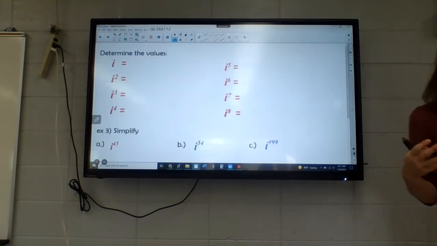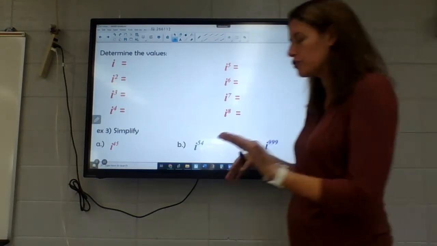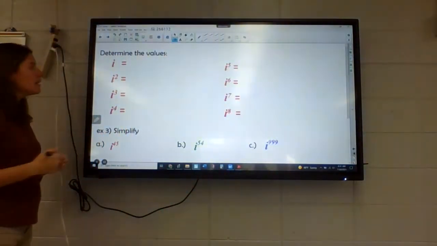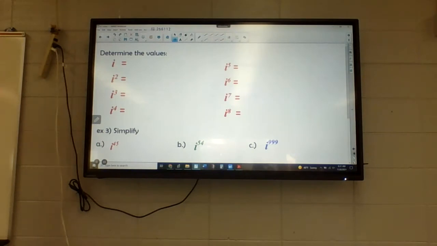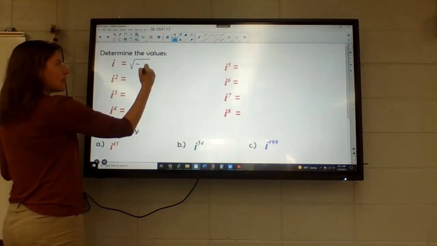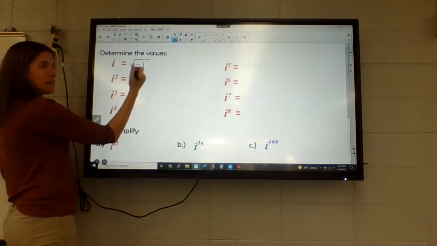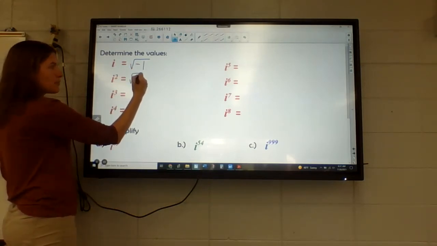I want you guys to be able to use your calculator, but I also want you to not depend on it. So right now, I prefer you don't use your calculator for this part: determining the value of i to different powers. Now i itself is just the square root of -1. If you leave with no other information today, knowing what i squared equals is going to be really important. We're multiplying the square root of -1 by itself, right?